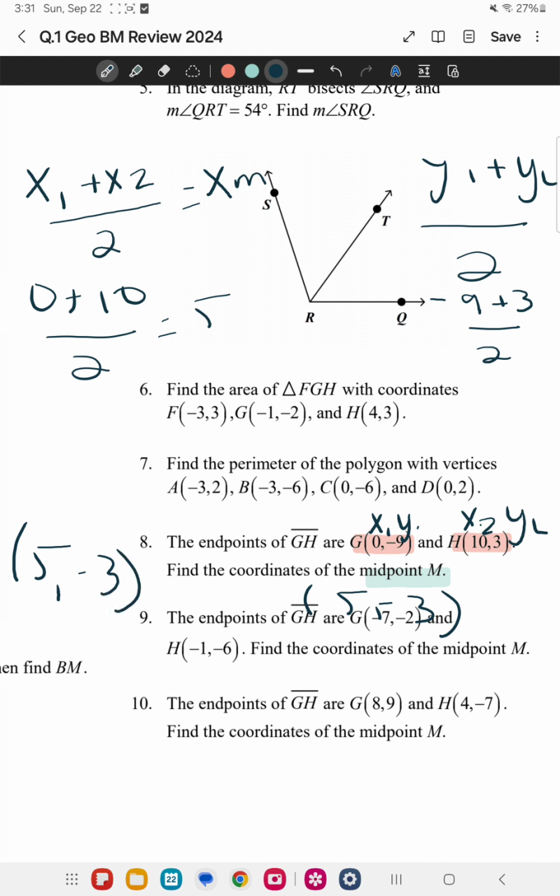So you are going to use these two formulas again for 9 and 10. So that is 1 through 10 of your chapter review.